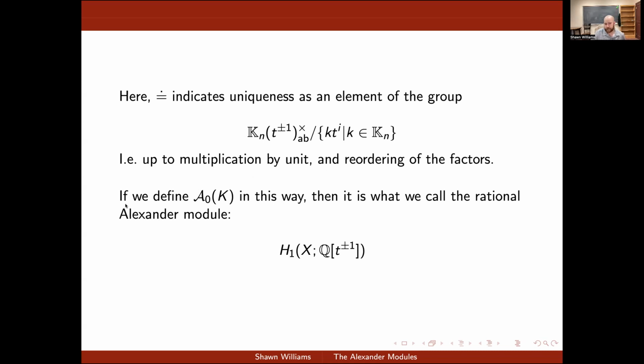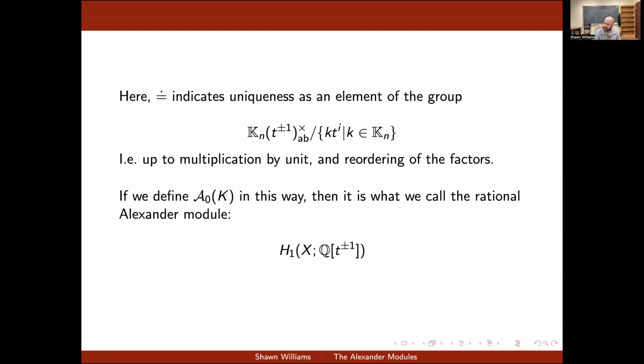So one thing to note is that if we define A0 of K in the way that we just defined the higher order modules, notice that we don't actually get the module that we defined earlier. What we get is something we call the rational Alexander module. So this is just the twisted homology module with coefficients in the rational Laurent polynomial ring. And that's because if we follow the same process, we invert the elements of the coefficient ring, which in the classical case is just Z. So we get Q adjoin T, T inverse.